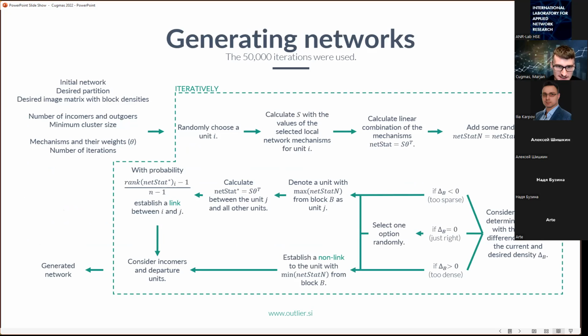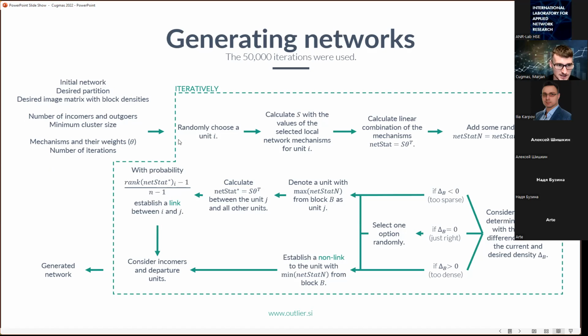And this is the algorithm for generating networks. It's very similar to the previous one, but with some new components. You can see that it's still an iterative algorithm, but we slightly increase the number of iterations because of these newcomers and outgoers. And you still have to specify some initial parameters. For example, initial network, desired partition, desired image matrix with block densities, mechanisms and their weights, and number of iterations, and two additional things, which are the number of incomers and outgoers and the minimum cluster size. We decided to consider this minimum cluster size so that we would not end up with empty clusters. So it is only a practical reason.